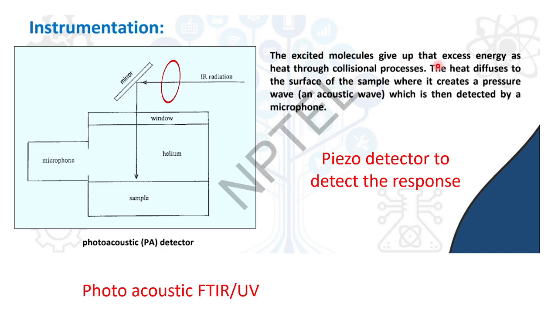Now the excited molecules give up the excess energy, as I have already told you. When it is irradiated, the energy is emitted as heat energy. That heat diffuses to the surface of the sample and creates a pressure wave or acoustic wave. How is it created? Because there is helium. That heat will generate the wave, and the wave is detected by a detector. If you use a microphone, it will catch the sound, that's why it's an acoustic wave. You may also use a piezo-type material as a detector that can also respond to the heat.